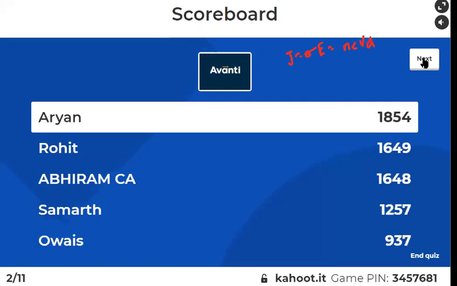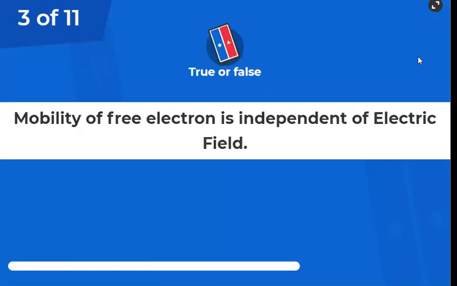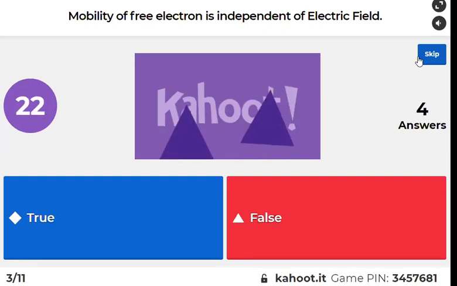Okay, next. Mobility of free electron is independent of electric field. Now this is intuitive. Think first, right? We will discuss it tomorrow anyways in detail, but think about it first.